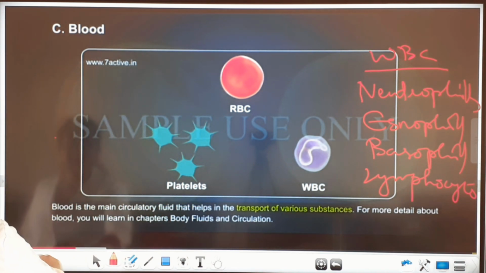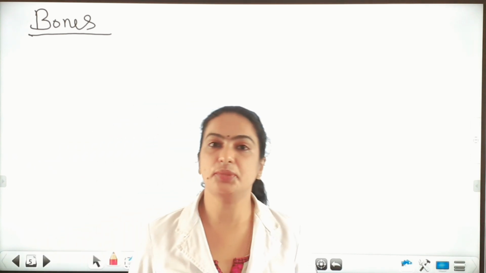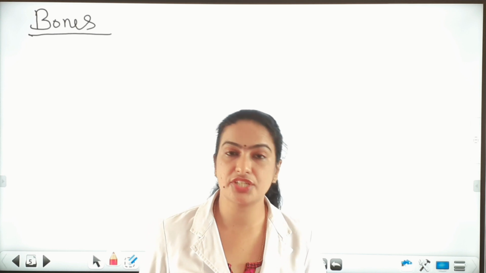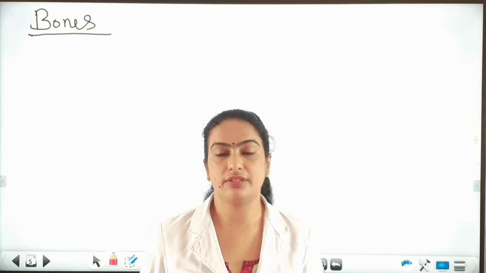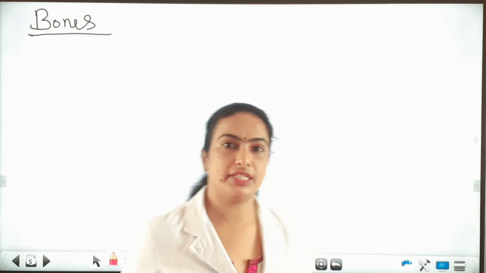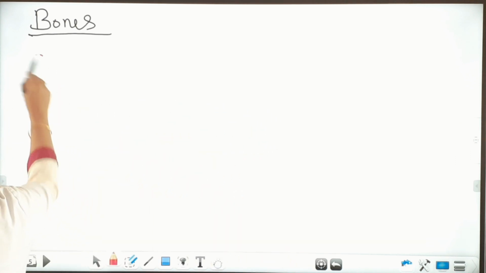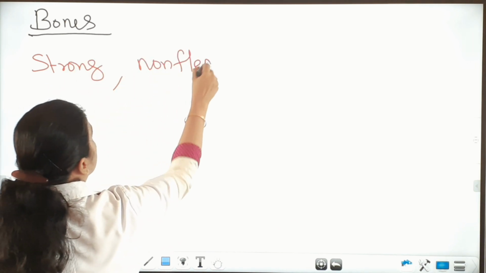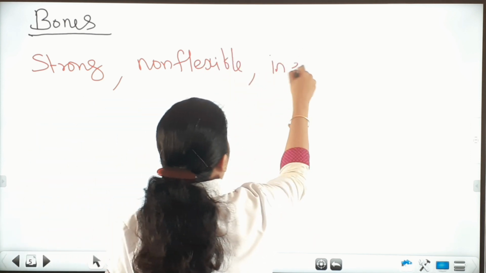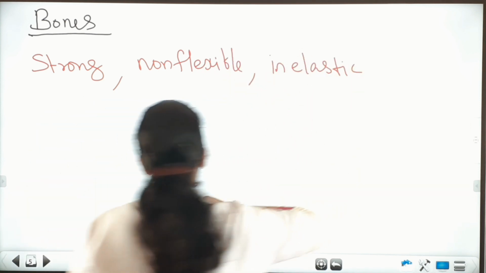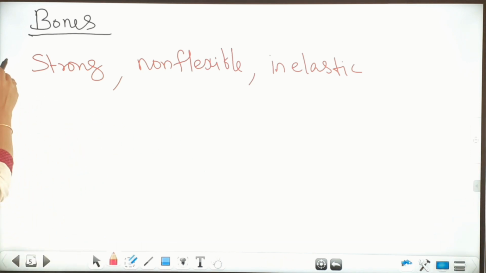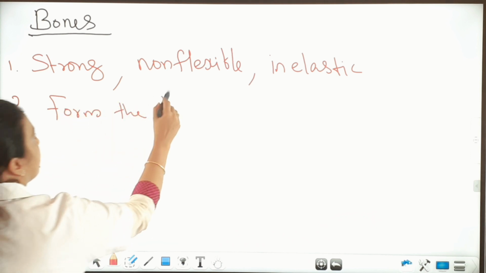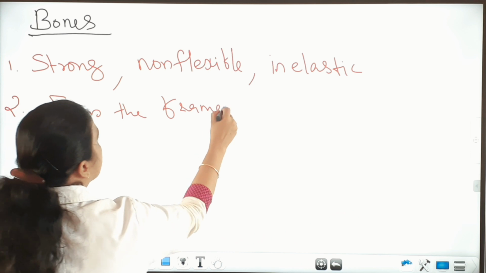And next we can see the second connective tissue, that is bone. So bone is a connective tissue. It is very strong, inelastic, or we can say non-flexible connective tissue. Strong, non-flexible, inelastic connective tissue. And these bones form the framework of the body, or skeleton of the body.